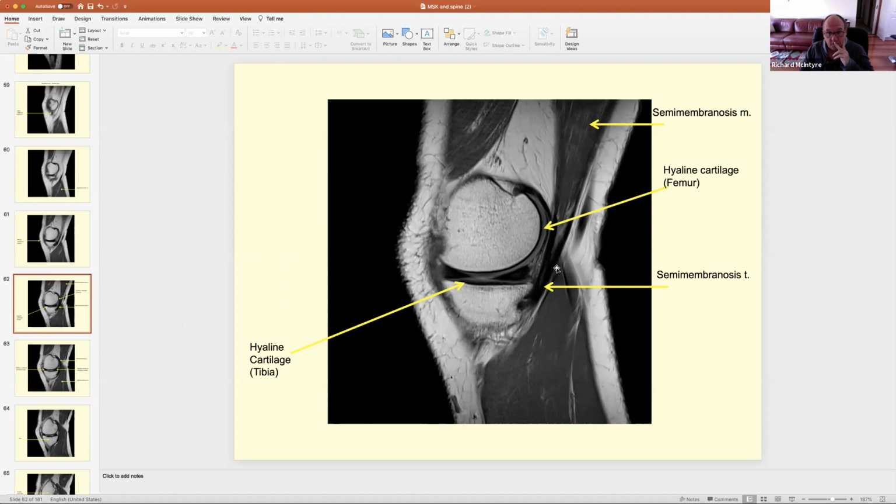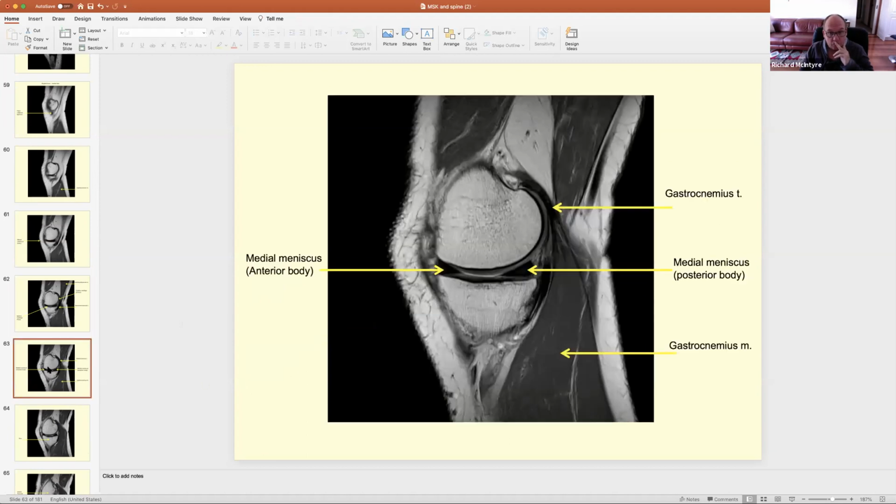Okay, semimembranosus tendon coming from the semimembranosus muscle, of course. Okay, anterior, posterior body of the meniscus. Gastrocnemius, so again, we've got the gastrocnemius muscle, and we've got a lovely tendon that it tapers into that attaches onto the condyle. Okay.